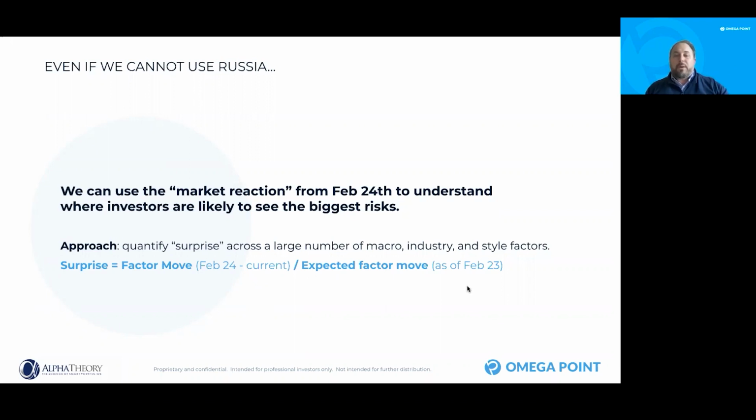so on Feb 23rd, the assumption is that the factor would have moved in a particular direction. You can think about it from a volatility perspective. This ratio that you see here is an intuitive ratio to quantify what we call surprise, because it was, again, new information that came into the marketplace.